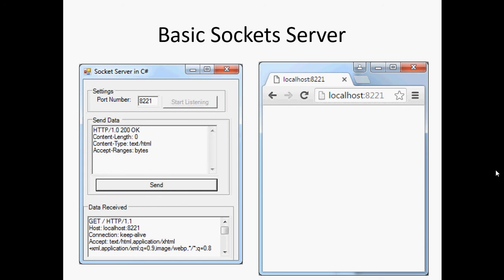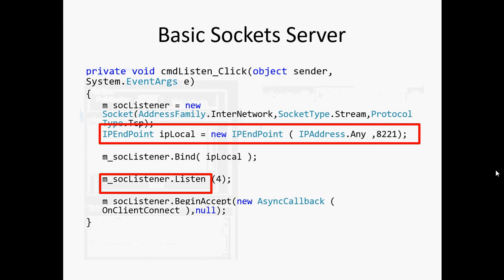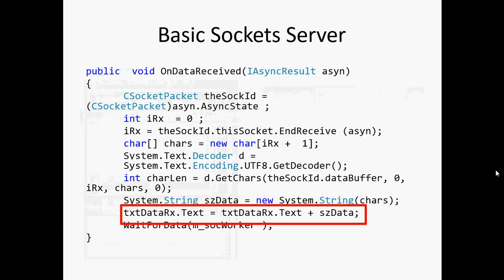This is a simple example of a socket server where we can start listening, then send a simple empty HTTP response. In the source code, we show here what happens when you click on the listen button. When we receive the HTTP response, we put it into the text box.